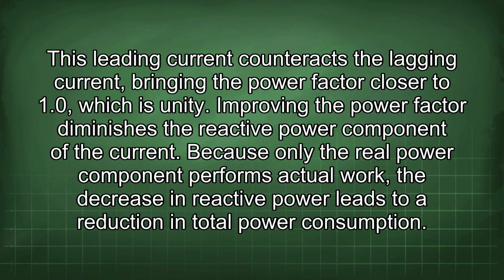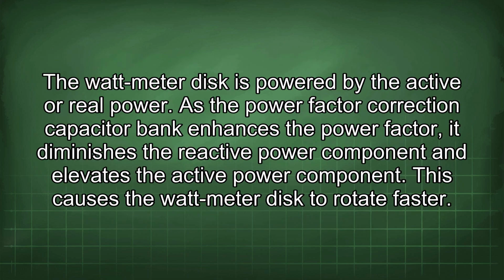Improving the power factor diminishes the reactive power component of the current. Because only the real power component performs actual work, the decrease in reactive power leads to a reduction in total power consumption. The wattmeter disc is powered by the active or real power. As the power factor correction capacitor bank enhances the power factor, it diminishes the reactive power component and elevates the active power component. This causes the wattmeter disc to rotate faster.